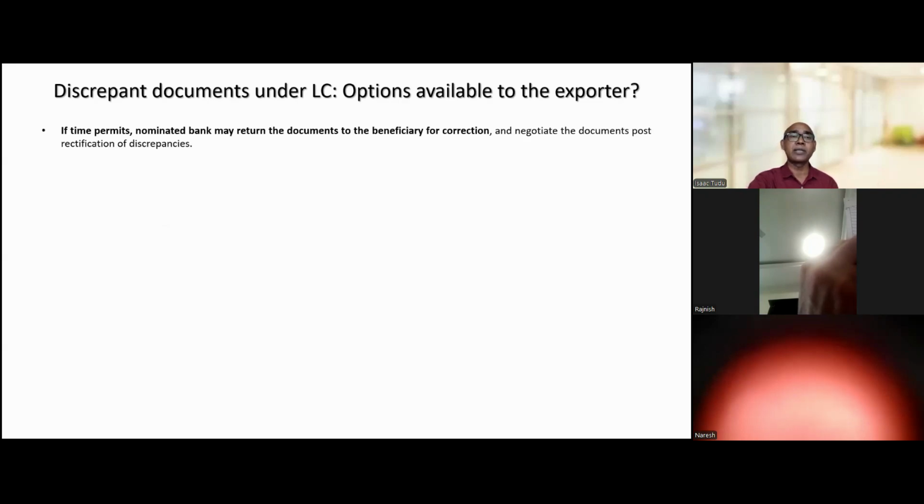So what are the options available to us if we find documents are discrepant? Do we have any option?